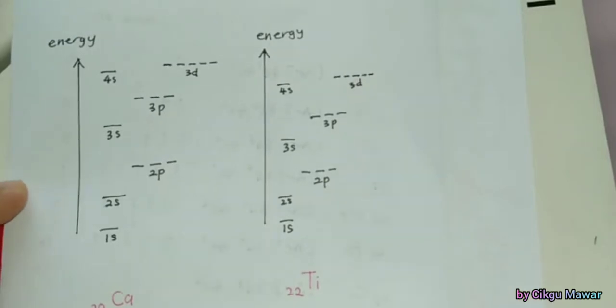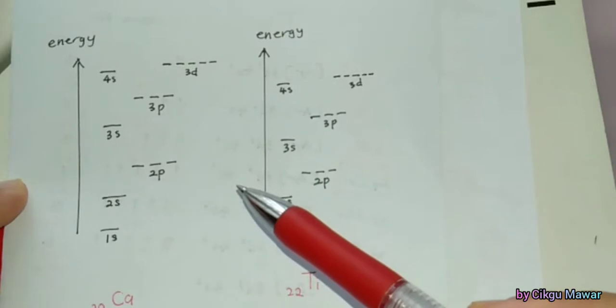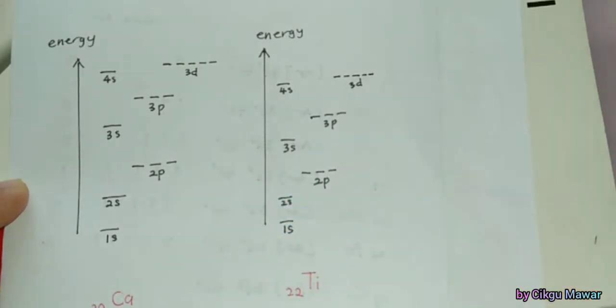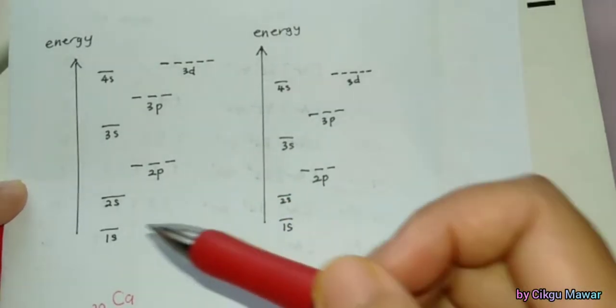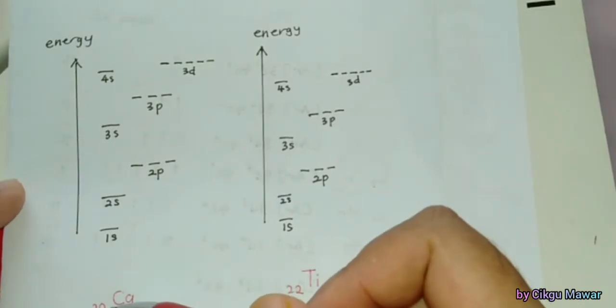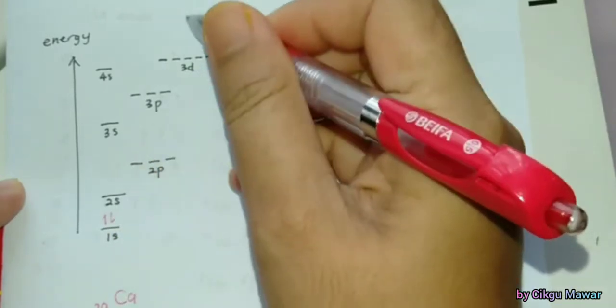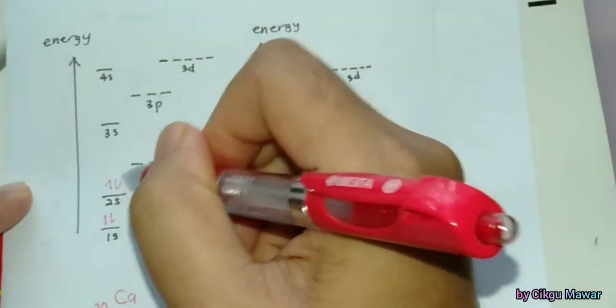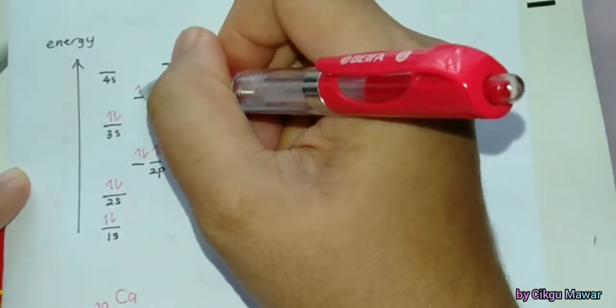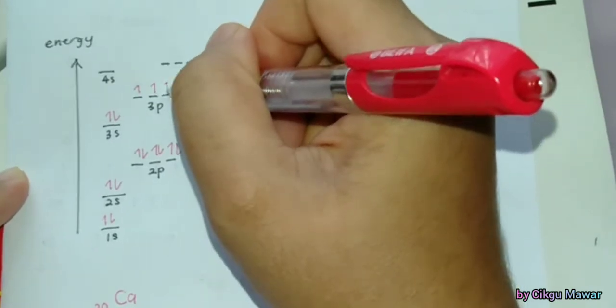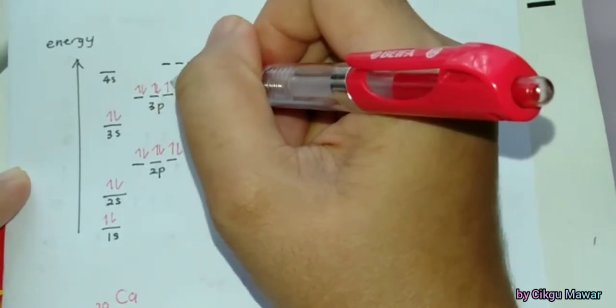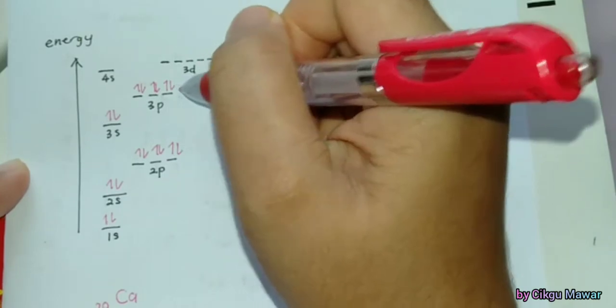I want to show you how to compare in filling the electron in orbital of calcium and titanium. For calcium, calcium has proton number 20, so we map it out, followed by energy level. 1, 2, 3, 4, 5, 6, 7, 8, 9, 10, 11, 12, 13, 14, 15, 16, 17, and 18. So this is the 18.